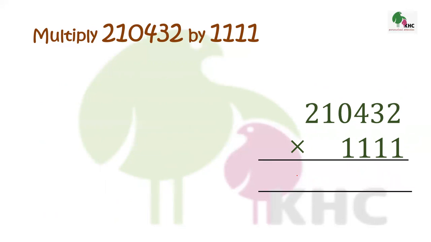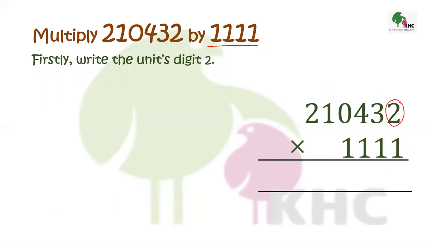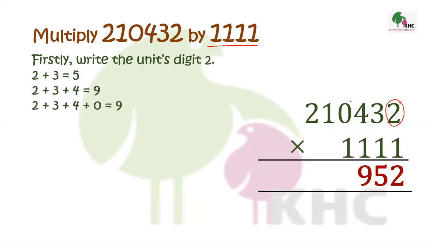Now in this example, you see that multiply 210432 by 1111. So you have 4 ones. So you have to add 4 digits at a time. Firstly, we write the units digit as it is, 2. 2 plus 3 is 5. Write 5. 5 plus 4 is 9. So write 9. 9 plus 0 is 9. So we have added 4 digits at once. Okay, you got 9 only.